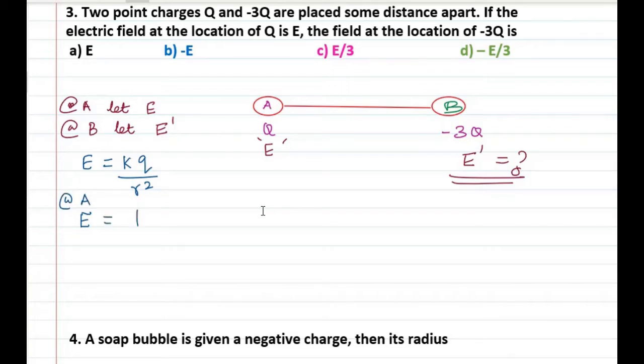E will be equal to K into this charge 3Q. Neglect the minus sign because electric field is a vector quantity. Just consider only the magnitude alone, divided by R square. Now, what is the electric field at B? At B, what is the electric field due to A? At B, E dash will be equal to K into charge Q at A divided by R square.